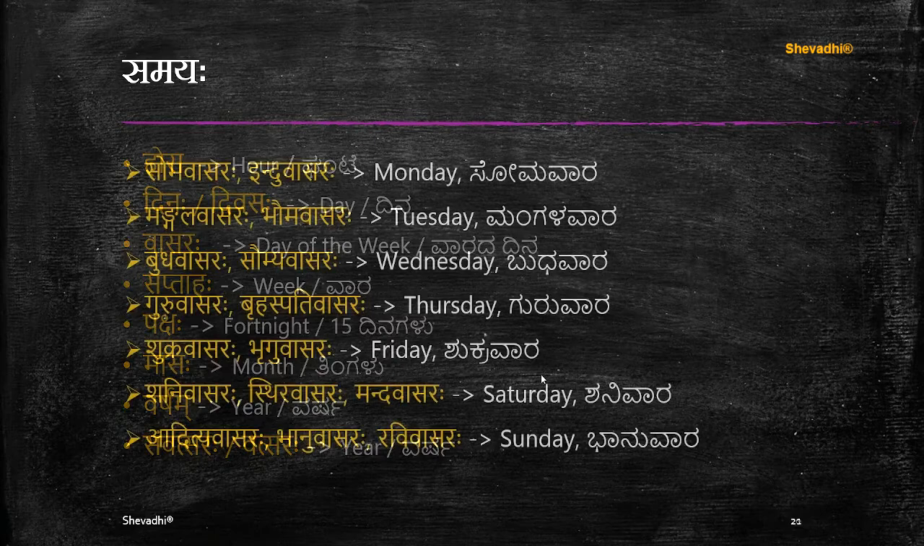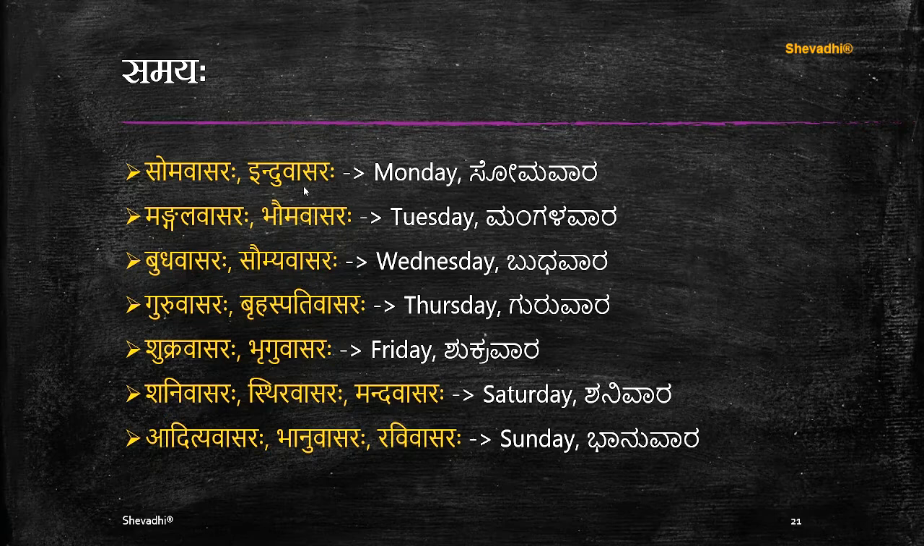And what are the 7 days of the week? These are listed here with some synonyms for each day. For example, Somavasaraha and Induvasaraha mean the same, Monday. Mangalavasaraha and Bhaumavasaraha, Tuesday. Budhavasaraha, Saumyavasaraha, Wednesday. Guruvasaraha or Brihaspati Vasaraha, Thursday. Shukravasaraha, Bhruguvasaraha, Friday. Shanivasaraha or Sthiravasaraha or Mandavasaraha, Saturday. Adityavasaraha, Bhanuvasaraha or Ravivasaraha. These all mean Sunday.